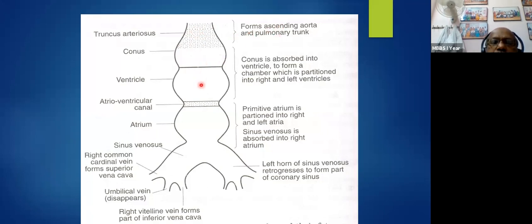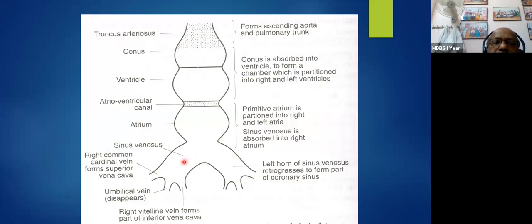Conus is getting absorbed into the ventricle. The right half will form the infundibulum of the right ventricle, and the left half will form the aortic vestibule. Actually, this will be getting absorbed into the ventricle. So already the ventricle will be divided into right and left. The atrioventricular canal will be divided into right and left. Like that, the atrium.